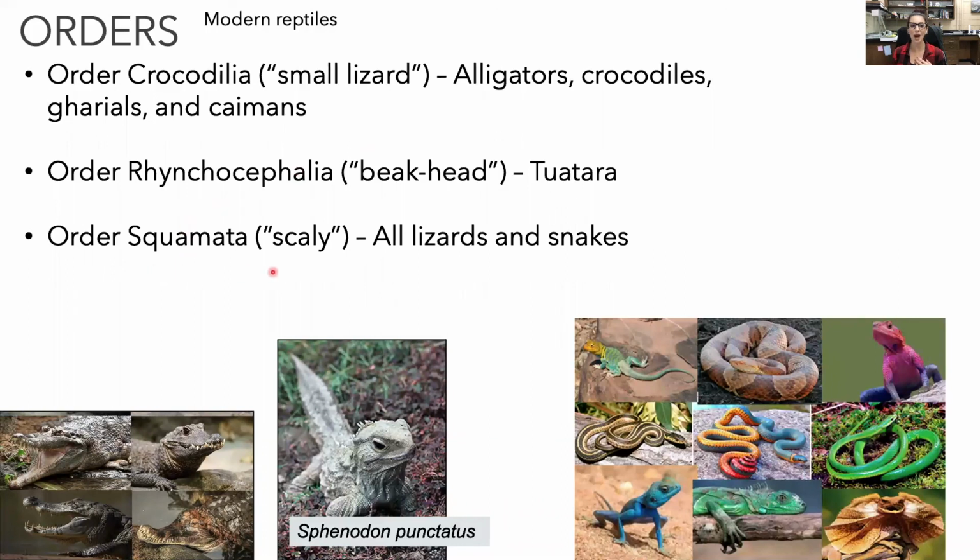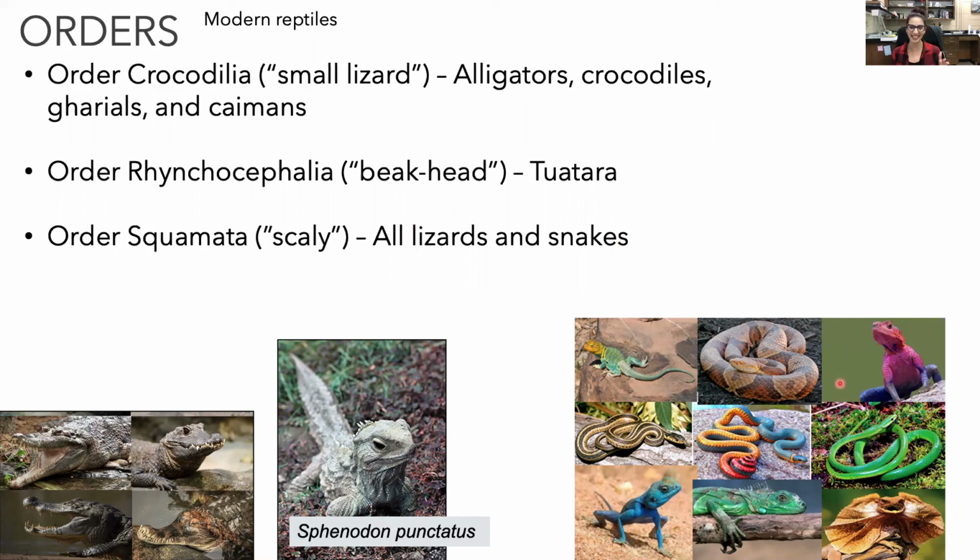Next, we have the Squamata. Squamata means scaly, and this is the order that contains all of our living lizards and snakes. And most lizards differ from snakes by having 4 limbs, although these have often been lost or reduced in at least 60 different lineages. So there are representatives in the lizards that don't have legs.